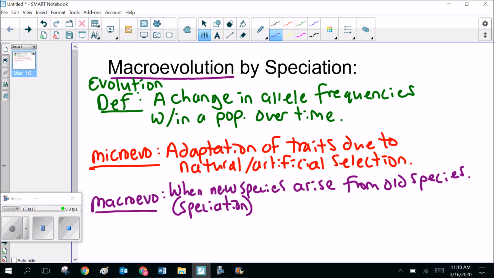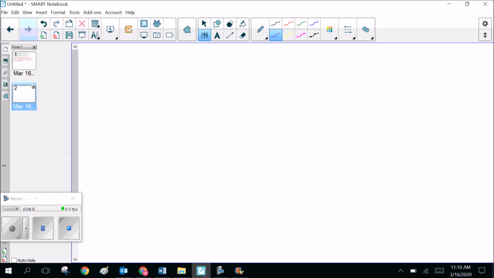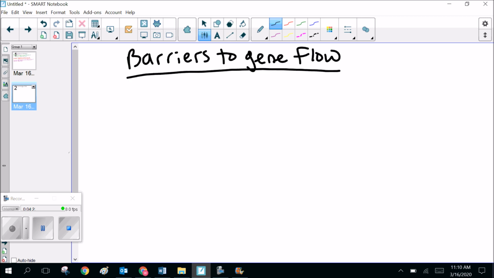Okay, so how does speciation work? Let's go ahead and take a look at the mechanics of speciation. The first thing we need to understand is that speciation can only occur when there are barriers to gene flow. Okay, what do I mean by barriers to gene flow? Okay, first of all, a barrier we know is something that keeps something out. In gene flow, what does that mean?